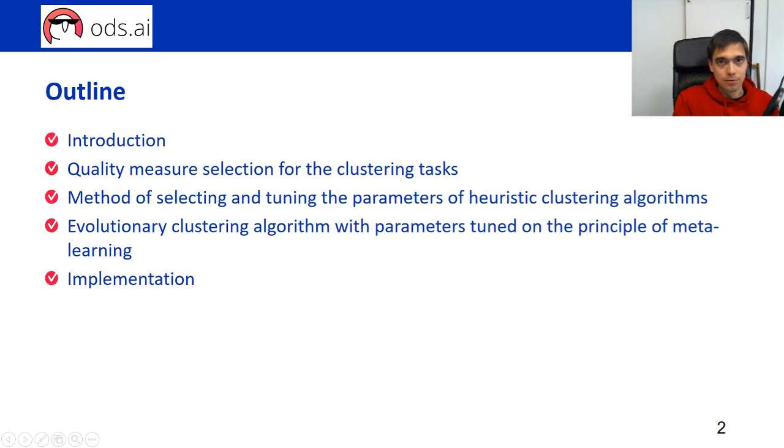So here's the outline of our speech today. First, we'll give some basic notations. After that, we'll speak about the quality measure selection for clustering tasks. So how can we choose the assessment technique for the clustering tasks? And then we'll consider the proposed method of selecting and tuning the parameters of heuristic clustering algorithms and evolutionary clustering algorithm with parameters tuned on the principle of meta learning. And finally, we'll talk about the implementation of all these things. So let's begin.